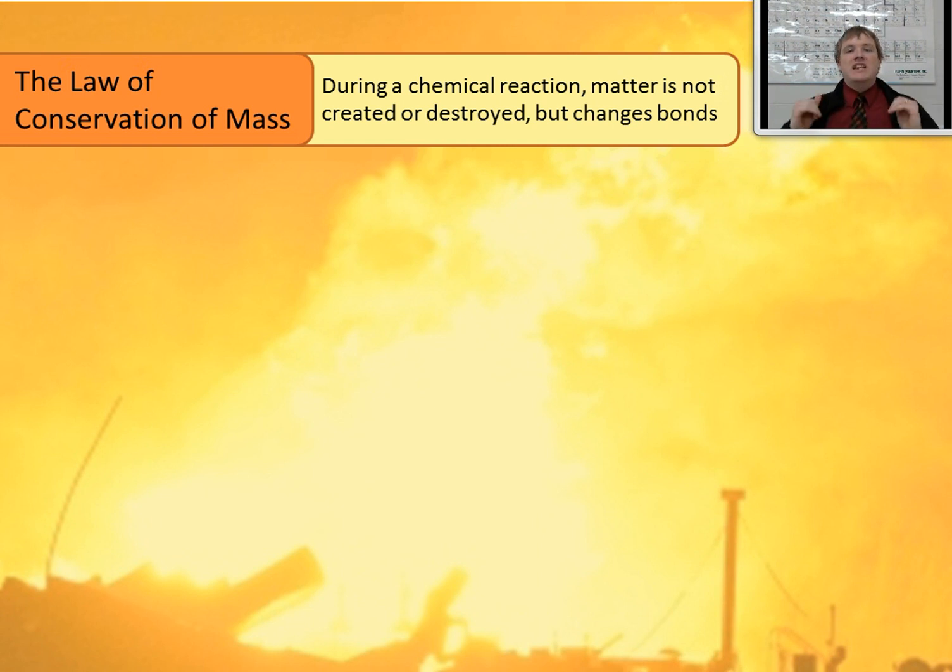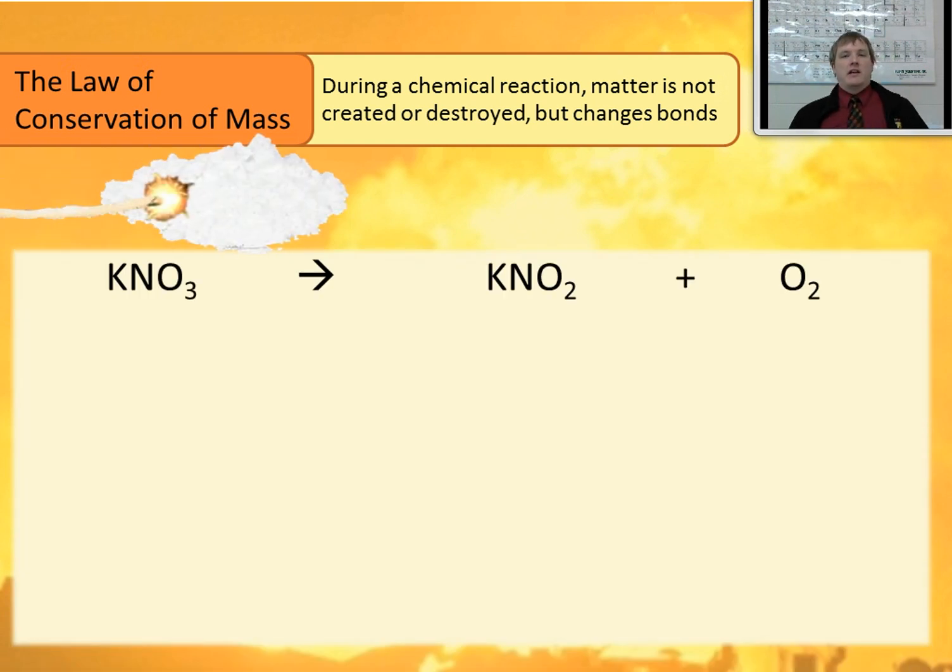So we need to make sure that the atoms in the reactants are the same as the atoms in the products. However, the bonds between atoms and the arrangement are going to change. Our example is potassium nitrate decomposing and turning into potassium nitrite and oxygen.